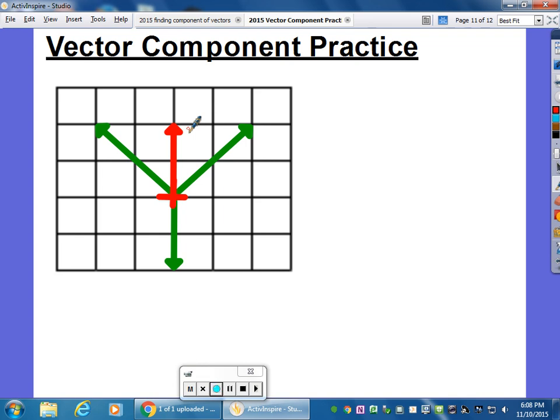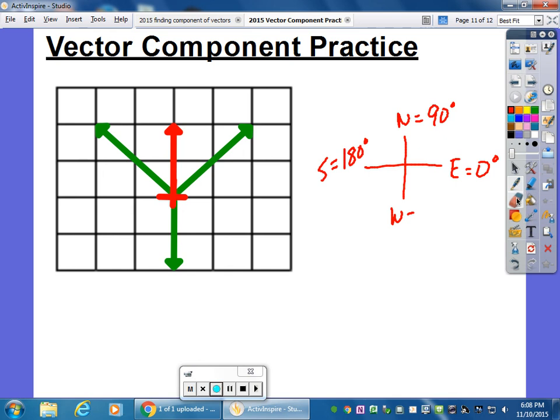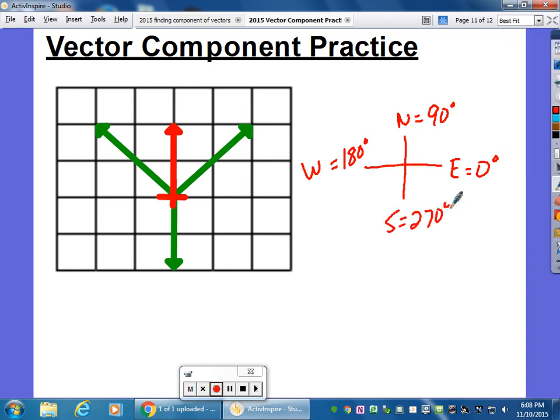So the 4 cardinal points, one more time, in your compass is your east, which is 0 degrees, your north, which is 90 degrees, and your west, which is 180 degrees. I messed this up. This is west at 180 degrees, and this is south at 270 degrees. And so those are your cardinal points. You have to have those memorized.